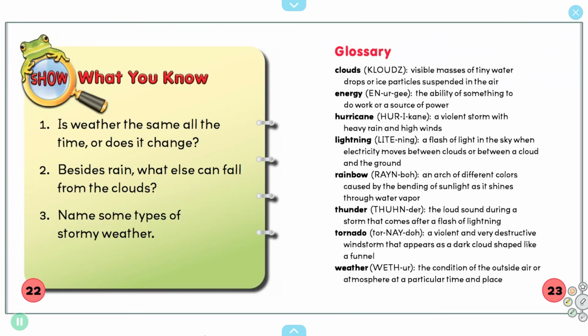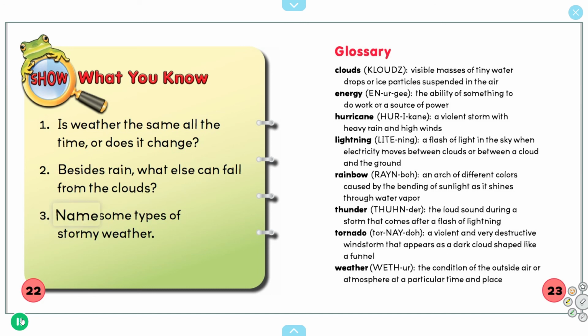Show what you know. 1. Is weather the same all the time, or does it change? What do you think? Of course, it changes. That's why we have seasons: winter, summer, spring, fall. 2. Besides rain, what else can fall from the clouds? So we could have snow and hail and acid rain. That's pretty scary stuff.